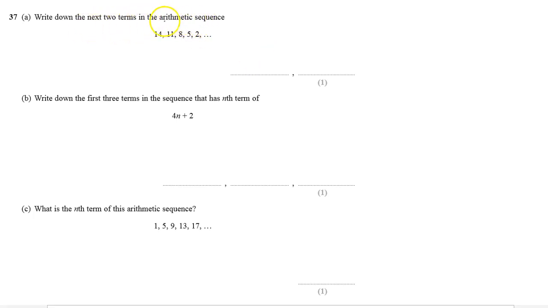This is an arithmetic sequence. So in arithmetic sequence, the difference is same. 11 minus 14. Now it's decreasing, so common difference will be negative. 8 minus 11 is minus 3. 5 minus 8, minus 3. 2 minus 5, minus 3.